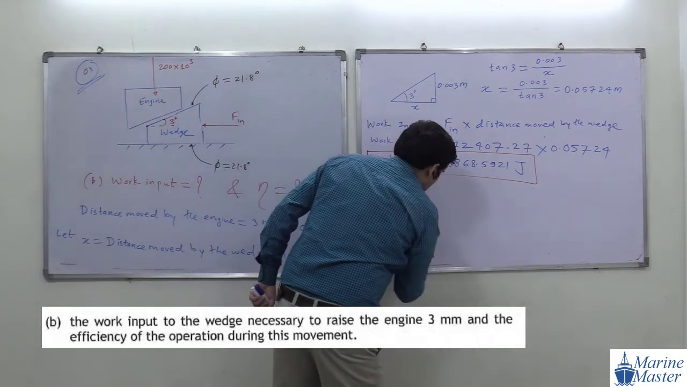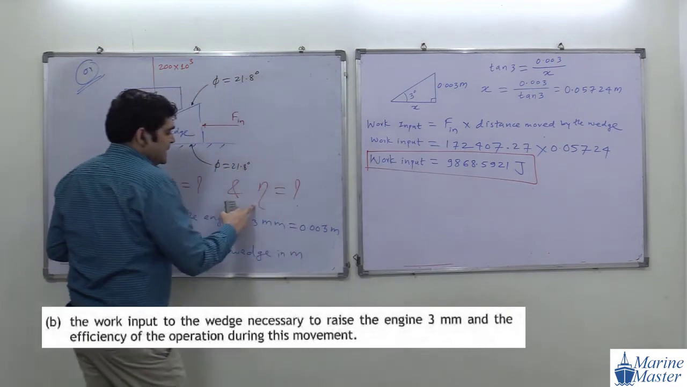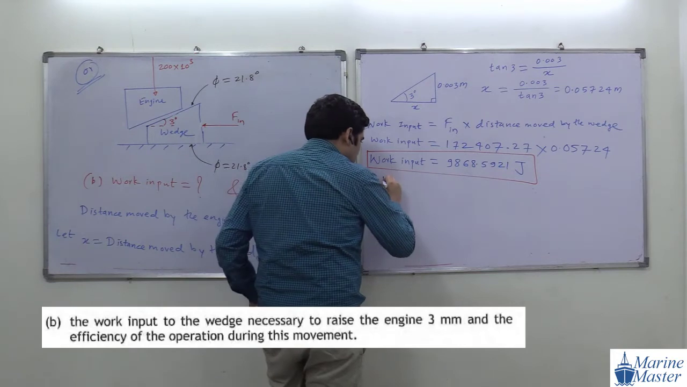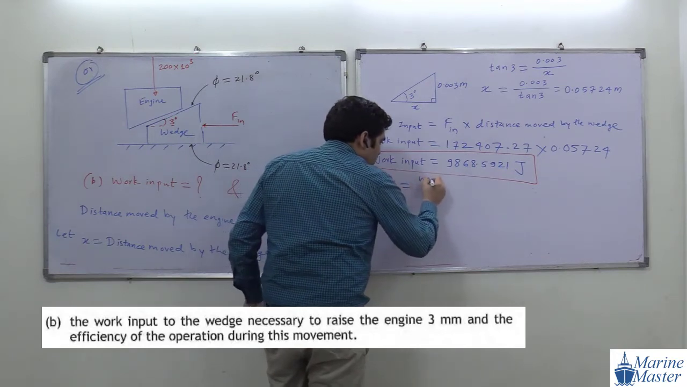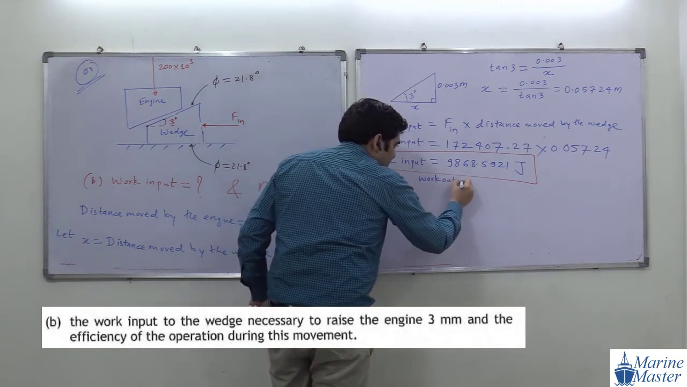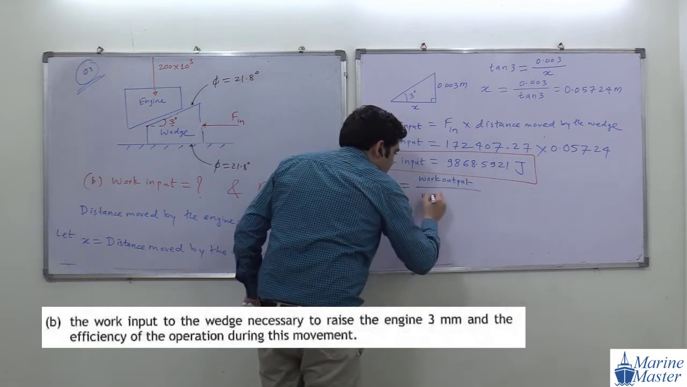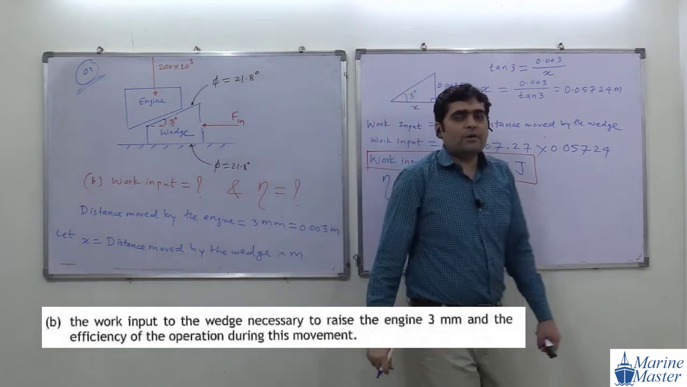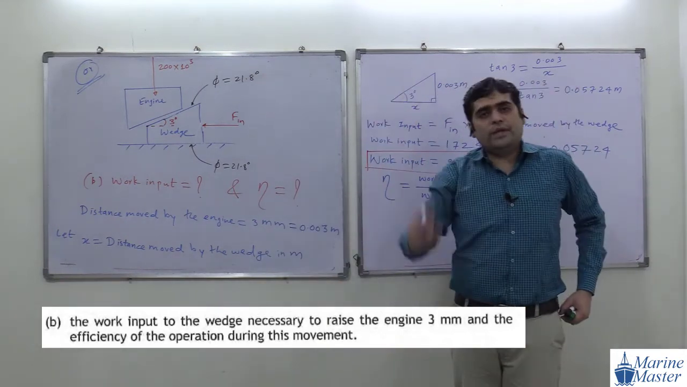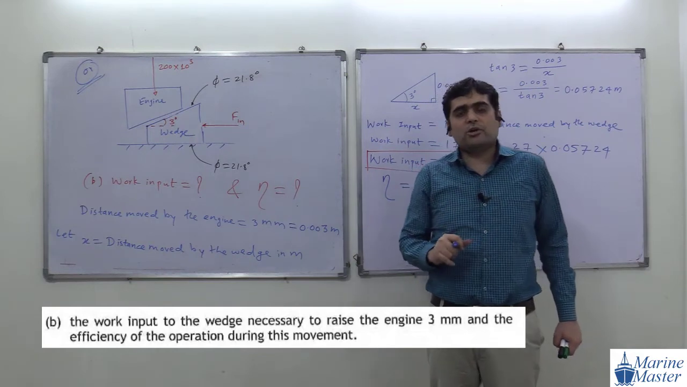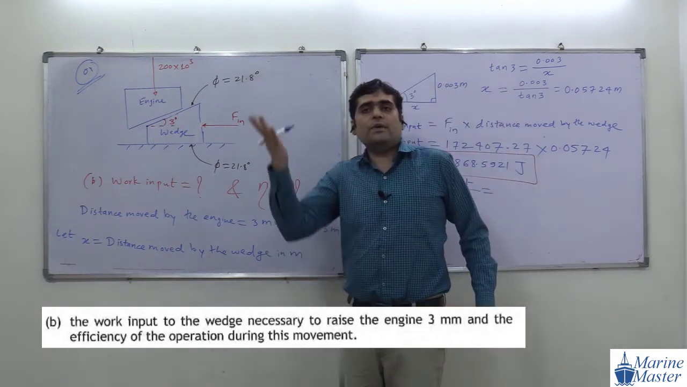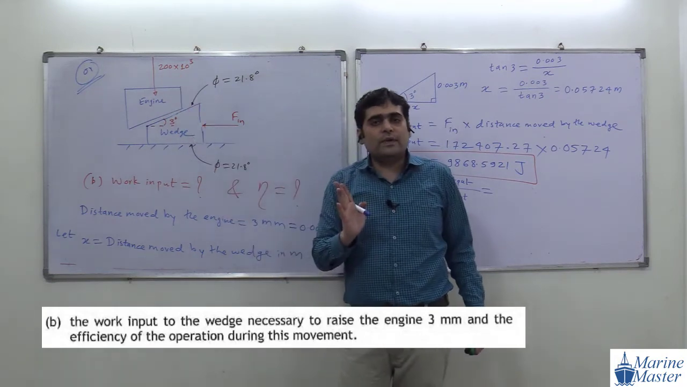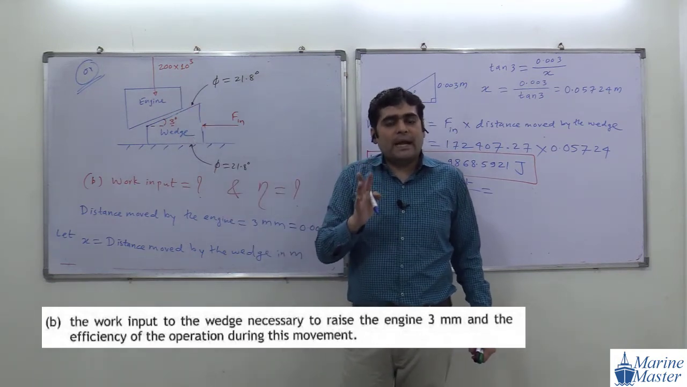So efficiency of the operation. This symbol is eta, guys. So this eta will be equal to work output divided by work input. For work output, which load are we moving? A load of 200 kilonewton. And by how much distance are we moving that load? We are moving that load by 3 mm.